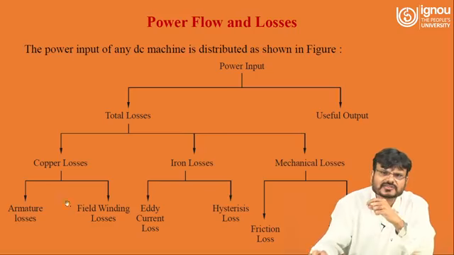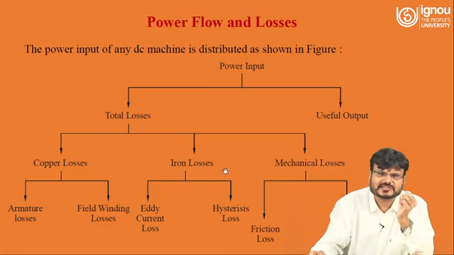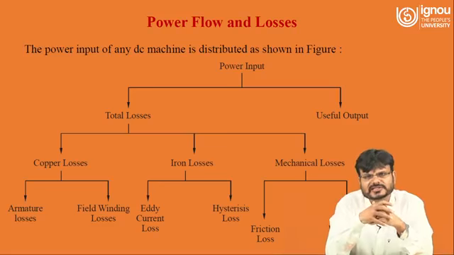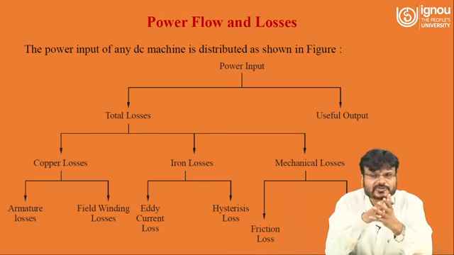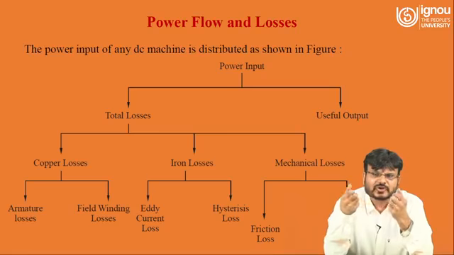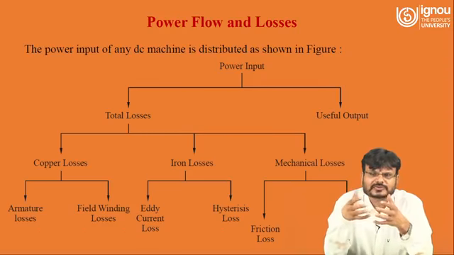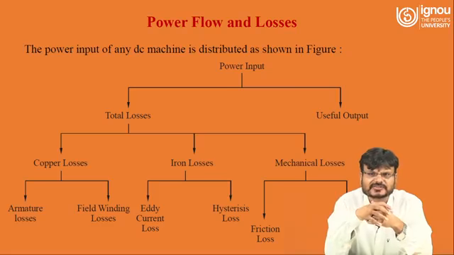The other losses are iron losses, or you can say these are basically constant losses, and these constant losses can be classified as eddy current losses and hysteresis losses. Then the third loss is mechanical losses. As I already told you, when there is no load on the DC motor, some torque is produced, and this torque is useful to overcome the frictional losses and windage losses.